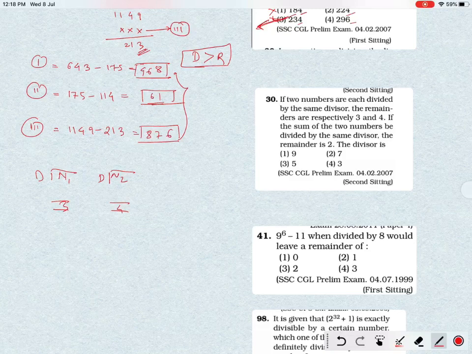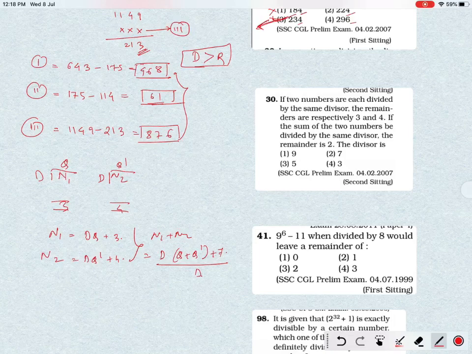The sum of the two numbers: one can be written as dq + 3 and the other as dq' + 4. Taking d as common, the sum is d(q + q') + 7. This sum is divided by the same divisor. The remainder comes to be 2.